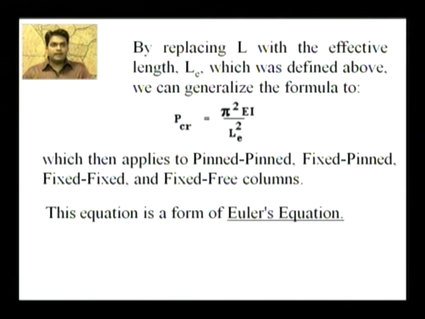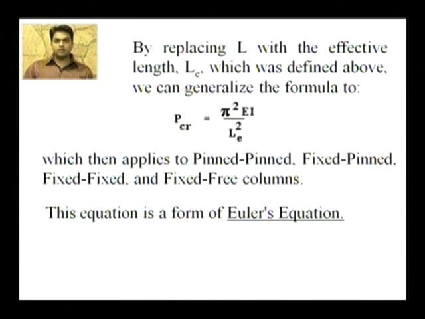By replacing L with the effective length LE, which was defined above, we can generalize the formula to PCR is equal to pi square EI divided by the square of effective length, LE square. This is the other form of Euler's equation, which then applies to the pinned, fixed, fixed and fixed free columns. इस इक्वेशन को हम हर कॉलम के लिए अप्लाई कर सकते हैं.